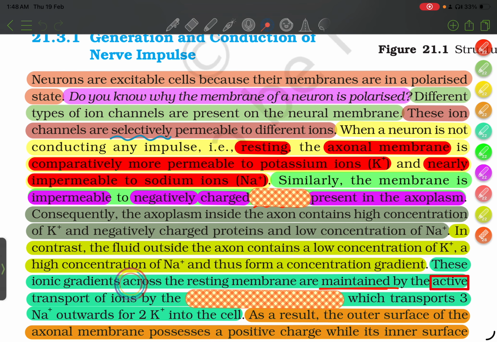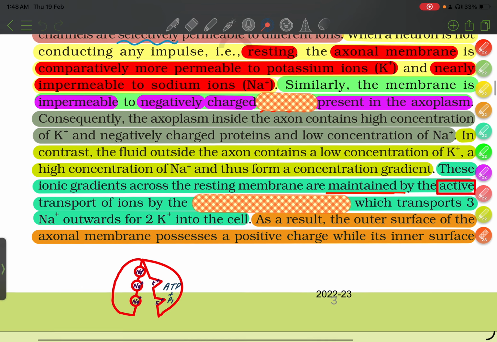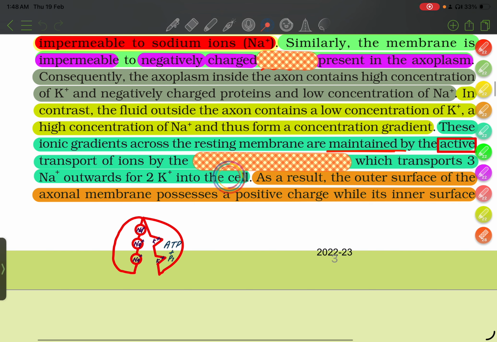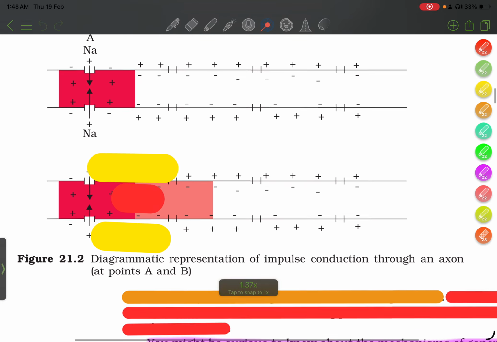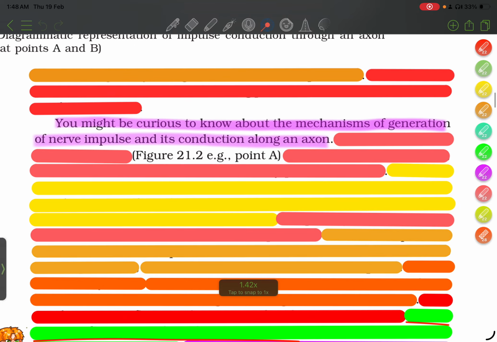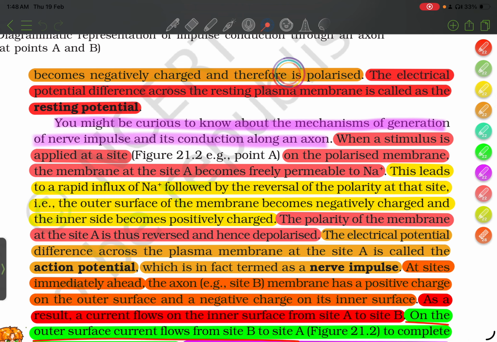The ionic gradient across a resting membrane is maintained by active transport of ions by the sodium-potassium pump, which transports three sodium ions outward and two potassium ions into the cell. As a result, the outer surface of the axonal membrane possesses a positive charge while the inner surface becomes negatively charged, and therefore is polarized. The electrical potential difference across the resting plasma membrane is called resting potential.